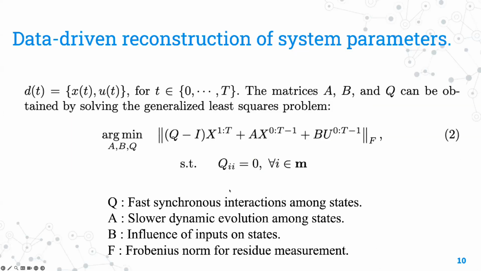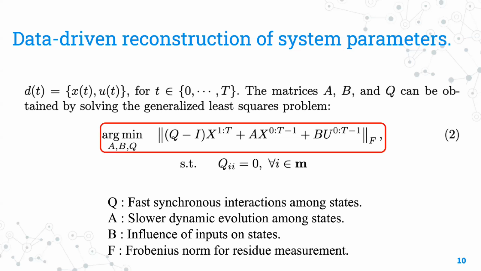To obtain matrices Q, A, and B in our model, we use a data-driven parameter reconstruction approach. Specifically, we estimate these matrices through a generalized least squares problem by optimizing the objective function. Our goal is to minimize the difference between the predicted values and the observed values. The predicted value refers to the system state x of t that our model estimates based on the matrices A, B, and Q, as well as the previous state and the inputs. The observed values are the actual system state x of t, obtained directly from the fMRI data.